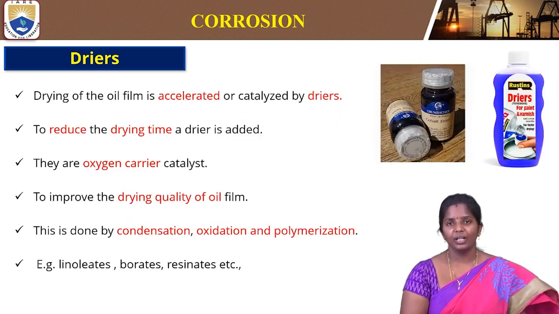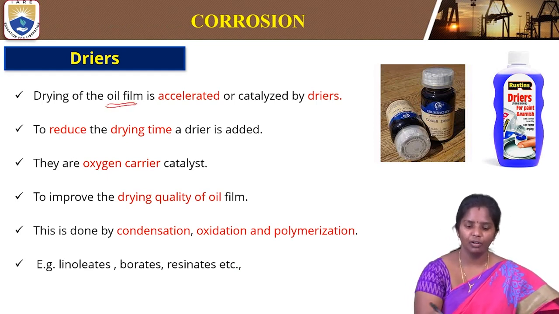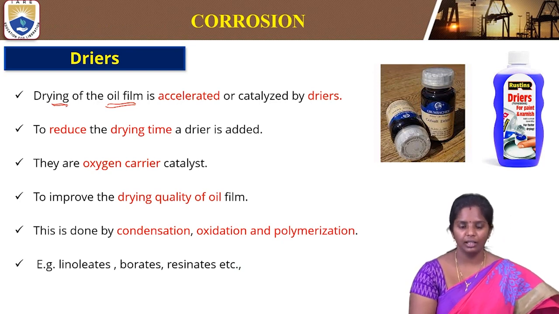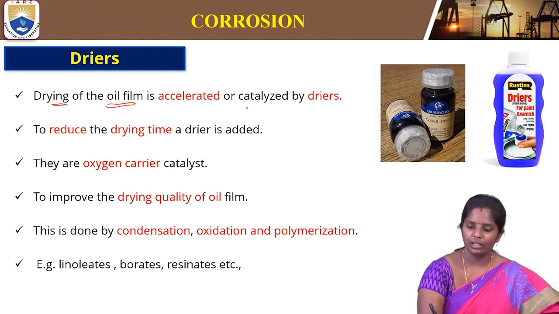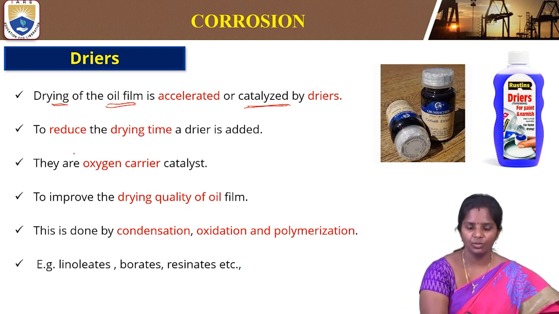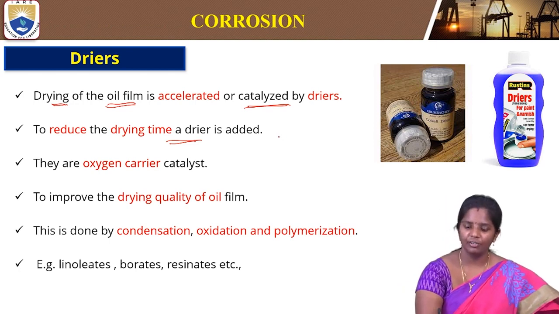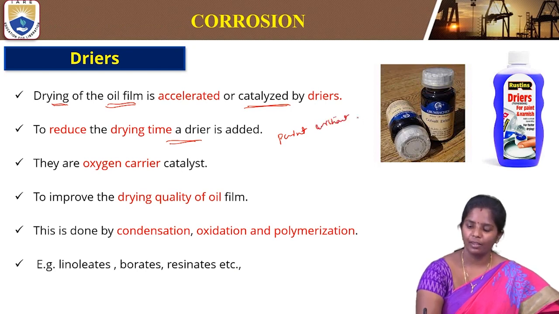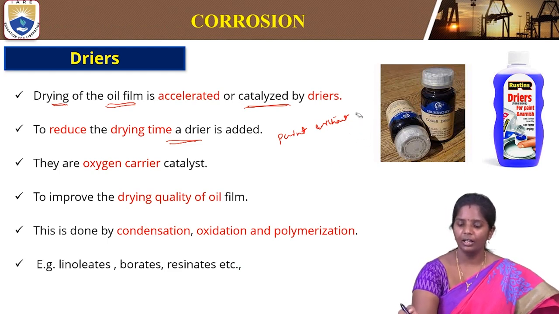So then dryers will help in drying the paint. So, nothing but the oil film. Drying of the oil film that is present in the paint can be improved or accelerated in the presence of dryers. So it will increase the drying capability of that paint. To reduce the drying time, a dryer is added. For example, if a paint without dryer takes 5 minutes, with the dryer it will take only 2 minutes. That is how it will accelerate the drying of that particular paint.